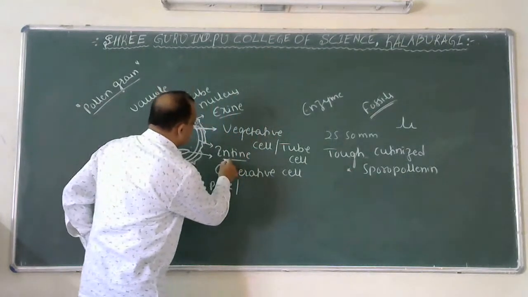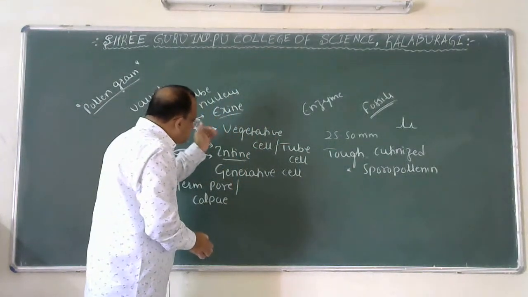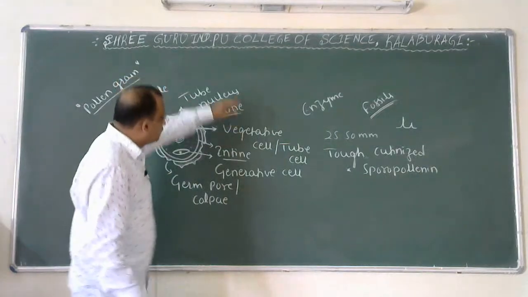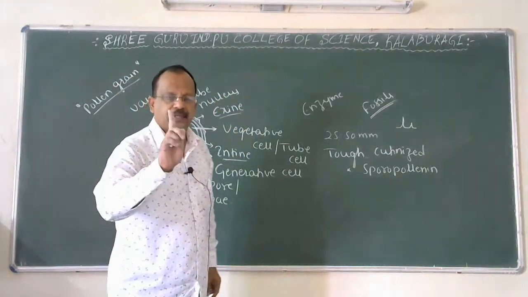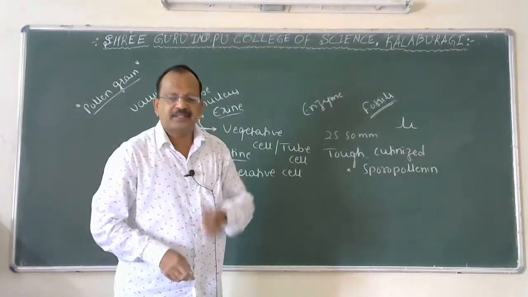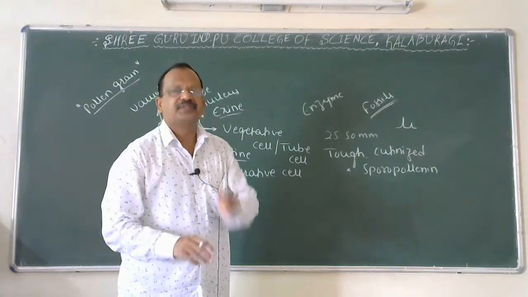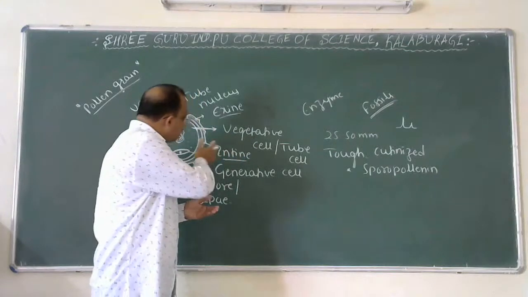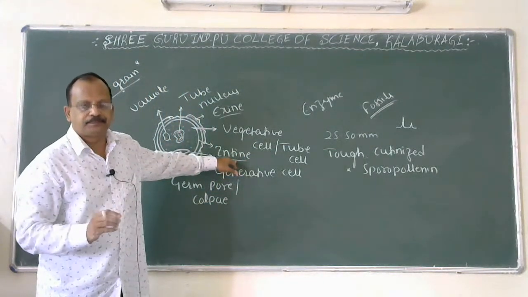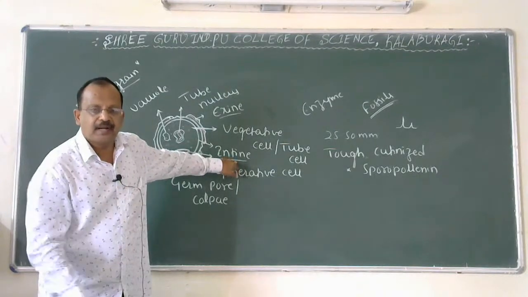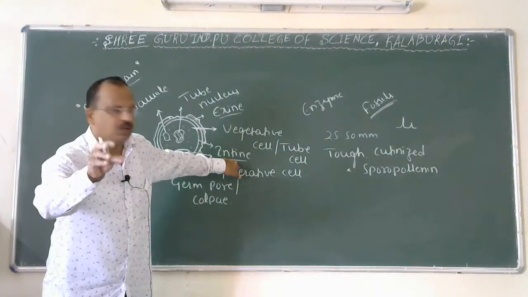So next is intine. Just below the exine, intine is present. It is thin, delicate, and made up of only cellulose.